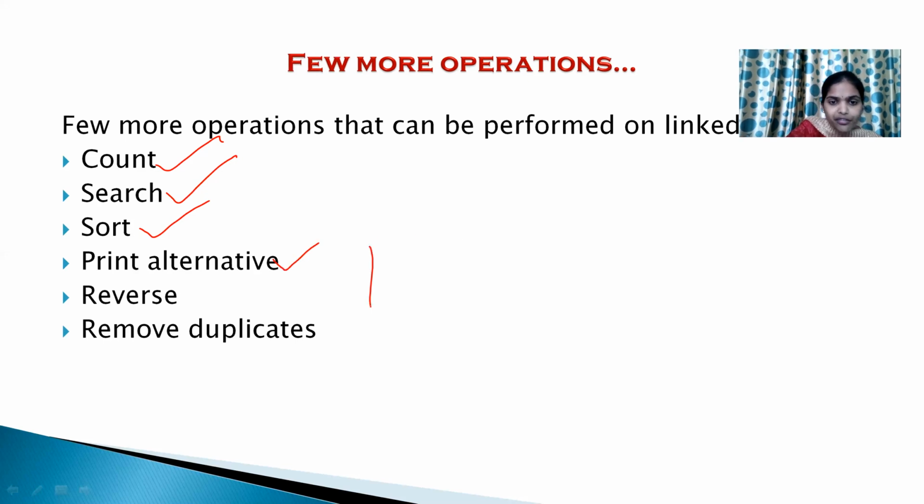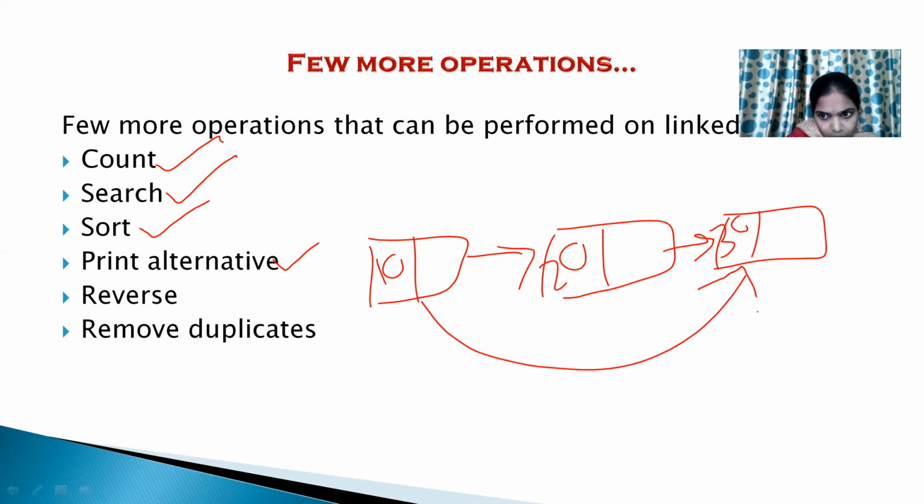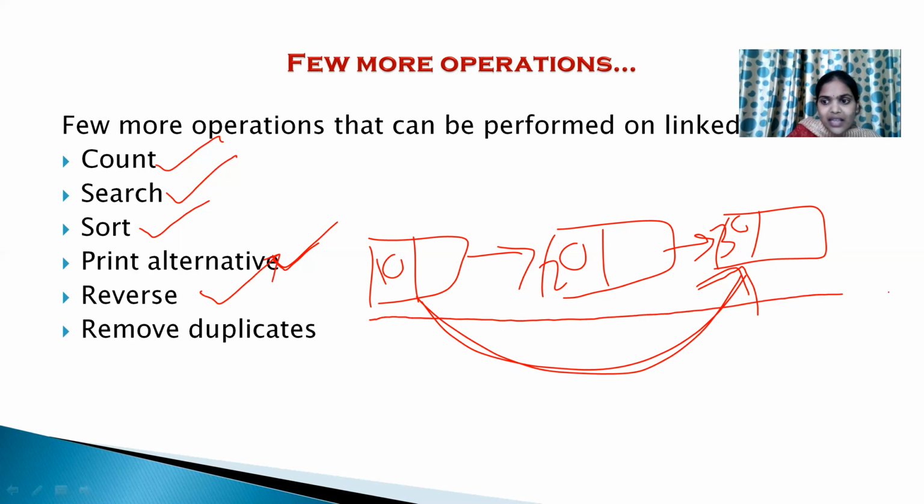That means if we have three nodes, where the data of the first node is 20, the data of the second node is 20, and the data of the third node is 30, and I want to print the alternative node data, or visit the alternative nodes, I can perform this operation also. I can print the list in reverse order, first traversing from first to last and then printing from last to first. Then remove duplicates. It means suppose I have a list with both nodes as 10 and 10. If I want to remove this duplication, that can also be performed.